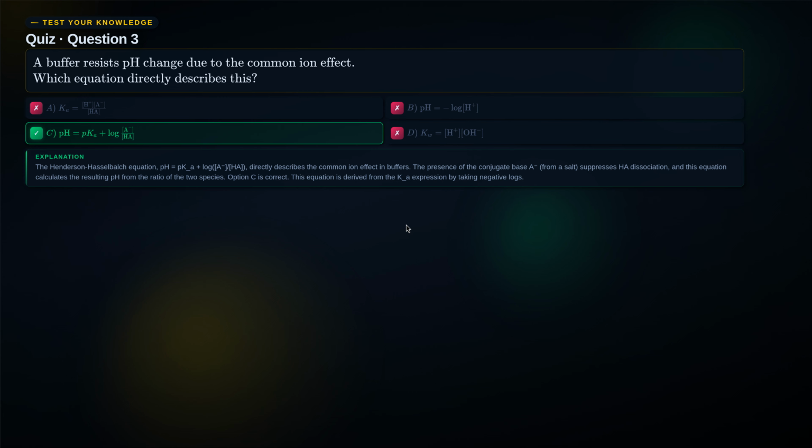The correct answer is option C. The Henderson-Hasselbalch equation, pH equals pKa plus log of A minus over HA, directly describes the common ion effect in buffers. The presence of the conjugate base A minus from a salt suppresses HA dissociation, and this equation calculates the resulting pH from the ratio of the two species.